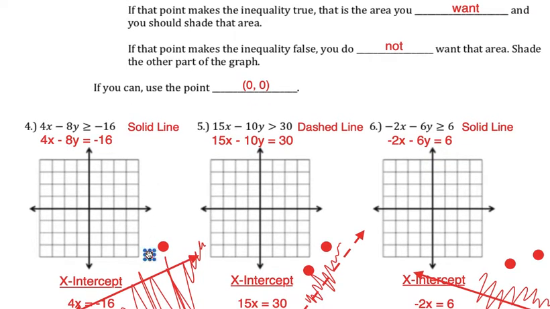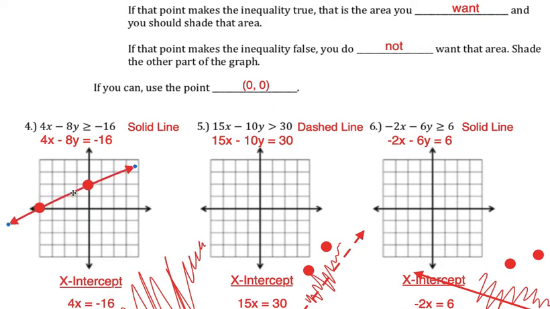So I'm going to grab my point here and drag it over to negative 4 on the x-axis. And then for my y-intercept, I'm going to have negative 16 divided by negative 8, and that is going to be a positive 2 for my y-intercept. Now this is greater than or equal to, so I will have a solid line that I graph with.